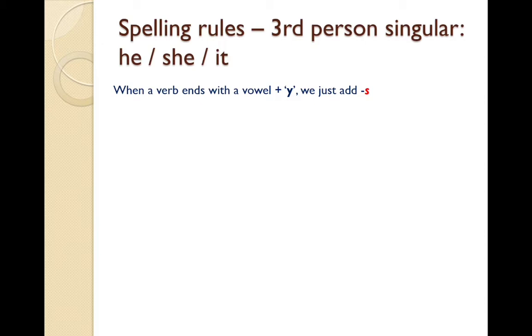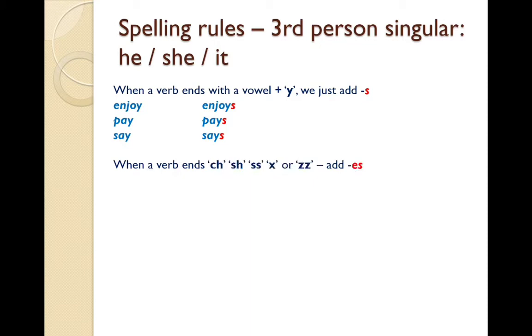When the verb ends with a vowel plus y, we just add s. Enjoy, enjoys. Pay, pays. Say, says. When a verb ends with ch, sh, double s, x, or double z, we add es, and the ending is pronounced iz. Catch, catches. Wash, washes. Cross, crosses.